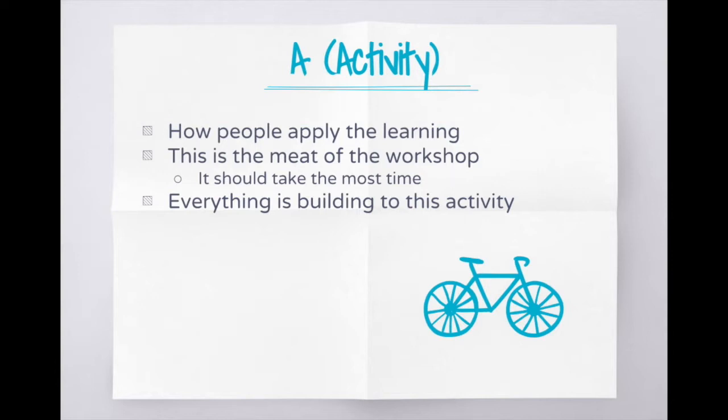The image of the bike is there because you can't tell someone how to ride a bike. They need to actually get on the bike and do it. So your content is telling them how to ride the bike, and the activity is saying, we have 20 minutes, and now you have the opportunity to step on the bike and see how it works. The activity creates the space for people to apply the learning, and that's really important.